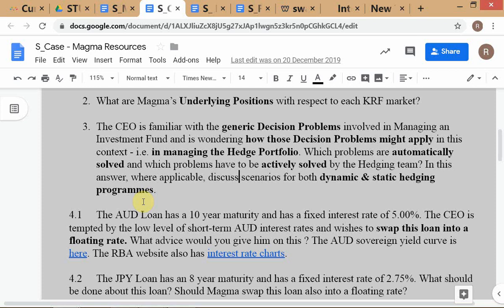If you do this exercise, it will give you a good idea about how hedging differs from running a spec book, which is what you have done in your first 2 projects, where you've run a speculative book, an investment fund, where you could see that decision problems will be solved in a slightly different way.